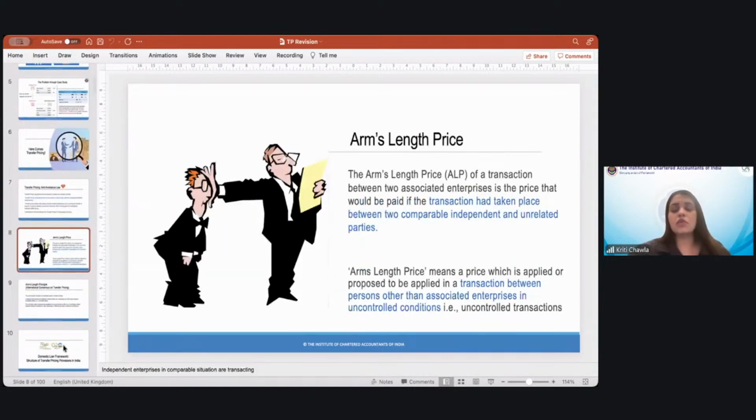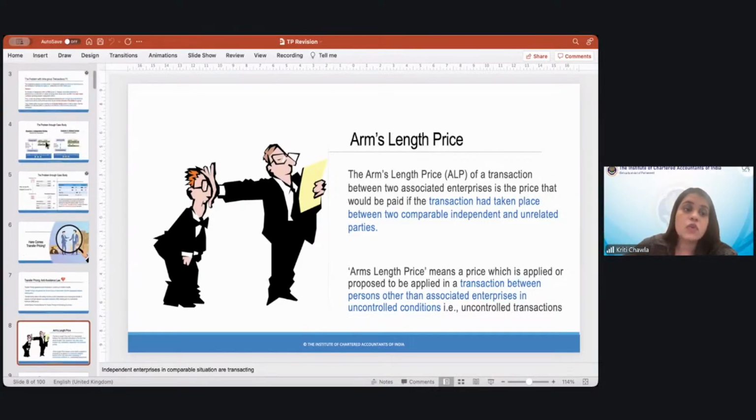Now, this is what is meant generically by arm's length price. Arm's length price is basically a price between independent situations. So, what is the price at which independent parties are transacting? That is basically called the arm's length price. But one thing that you have to keep in mind is that they are looking at a comparable situation.